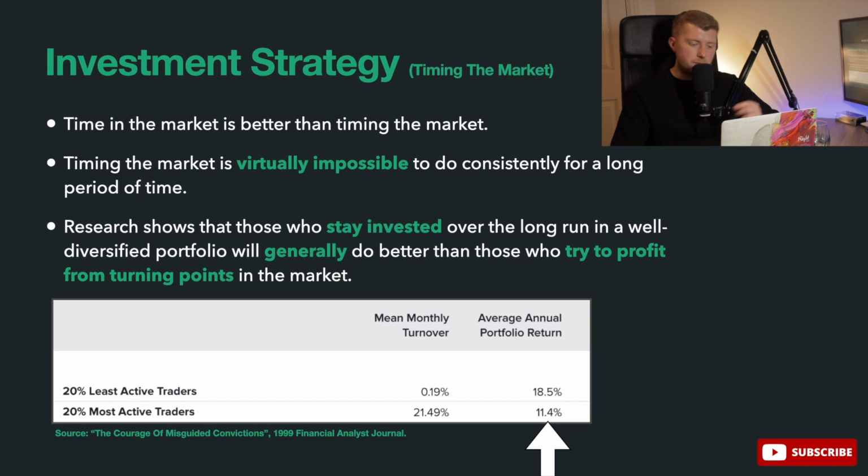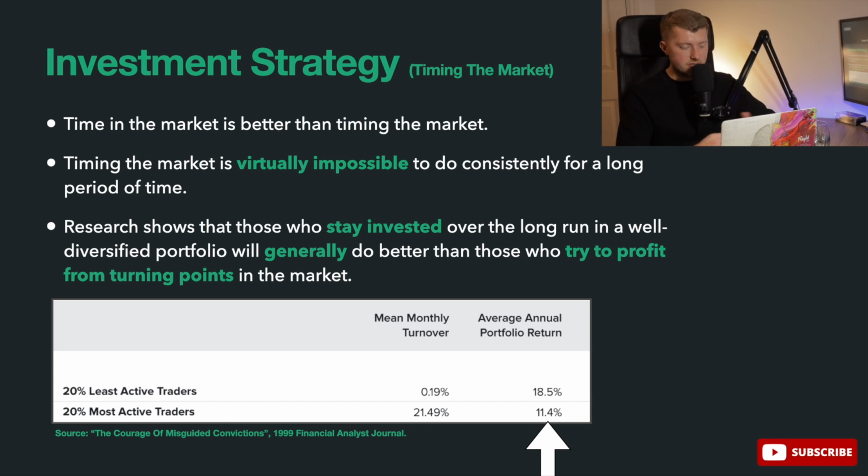So simply just having an investment, holding it out for the long term, is actually more effective most of the time than buying and selling in order to get in at the lows of the market and then selling at the highs and then trying to get back in when the market comes down and all that kind of stuff. It gets very, very confusing and complicated when you try and do that on more of an active basis. So, as I've said, timing the market is virtually impossible to do consistently for a long period of time. And research actually shows that those who just stay invested, i.e. just buy an investment, hold it forever over the long run in a well-diversified portfolio, will generally do better than those who try to profit from turning points in the market.